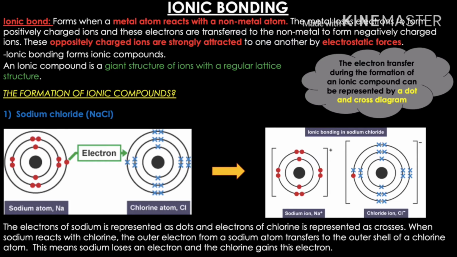The electron transfer during the formation of ionic compounds can be represented by a dot and cross diagram, as shown below. The first example is sodium chloride. The electrons of sodium are represented as dots and the electrons of chlorine are represented as crosses. When sodium reacts with chlorine, the outer electron from the sodium atom transfers to the outer shell of a chlorine atom. This means sodium loses an electron and the chlorine gains this electron, which forms sodium chloride.